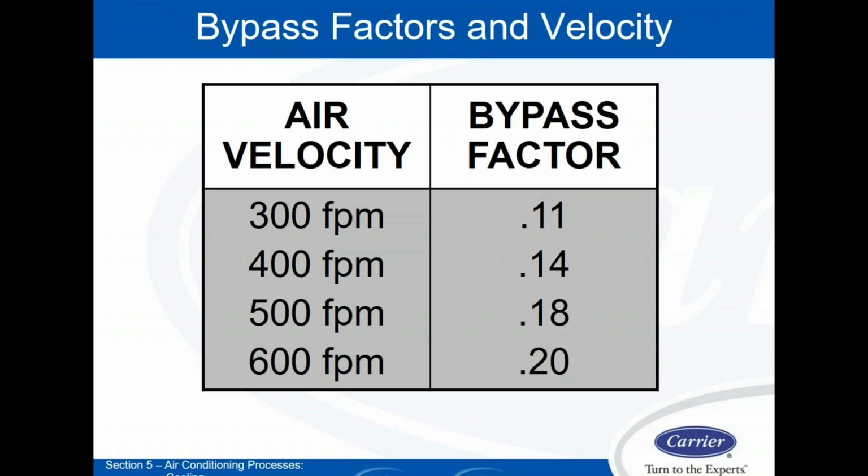The air velocity would also make a difference. So if we were to keep the depth of the coil fixed and then look at various velocities, that would be a factor on here. In this case, 300, 400, 500, 600 feet per minute. The faster I move the air through the coil, the more air actually bypasses the coil. So I want the air to go through more slowly to have a lower bypass factor.